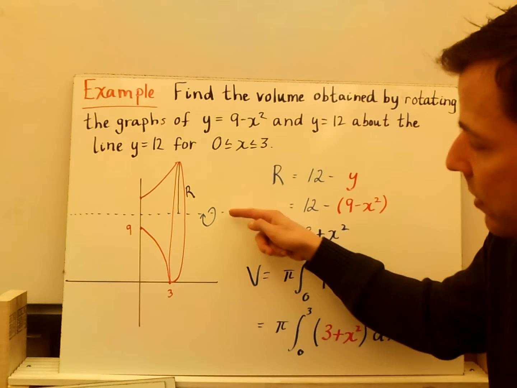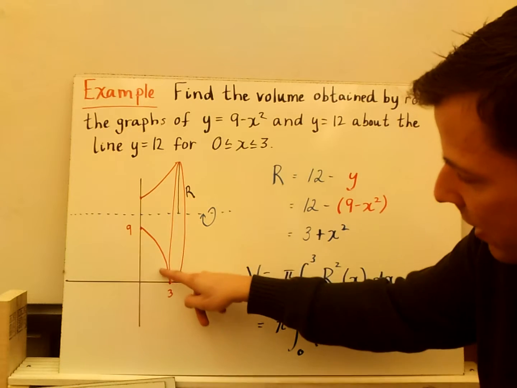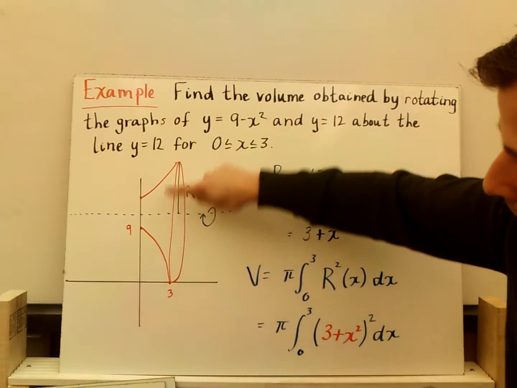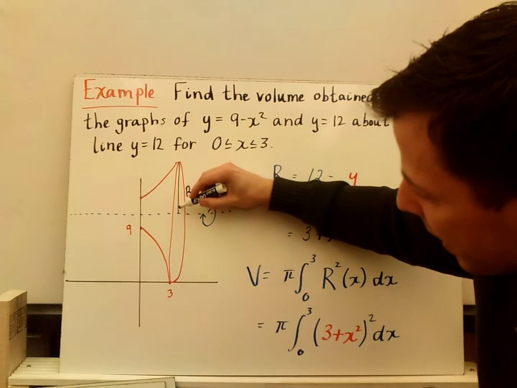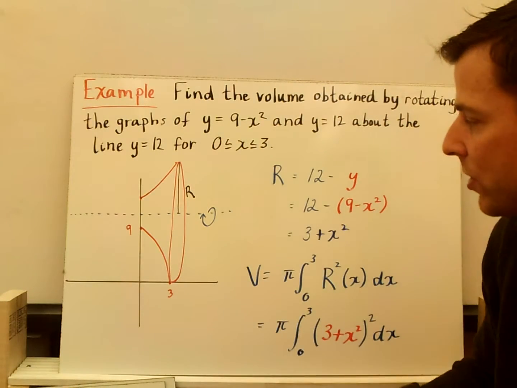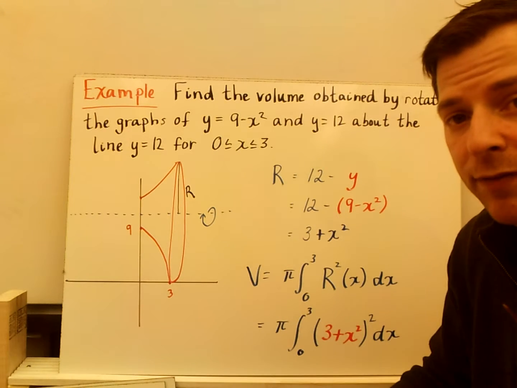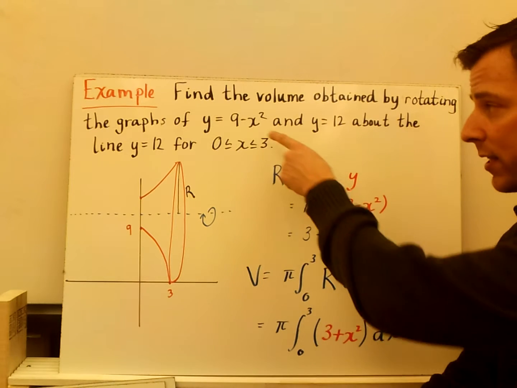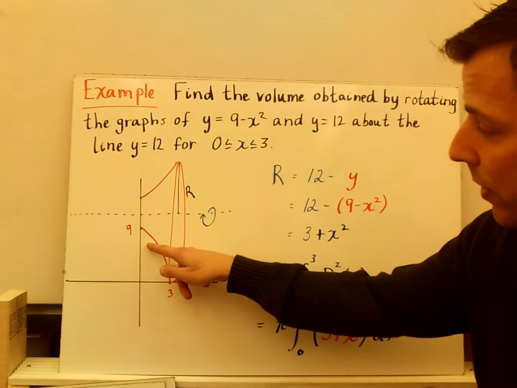Here's the line y equals 12. Here's my function 9 minus x squared right here. I'm rotating about that line, so those points are rotating about that line, and I drew the arrow here to rotate about that line. So I only have one radius here, from here to the top, and that is my radius. To get that, I have to take 12 minus f of x. The reason it's 12 minus f of x, or in this case y, is that my line was above my function. So that's the original.